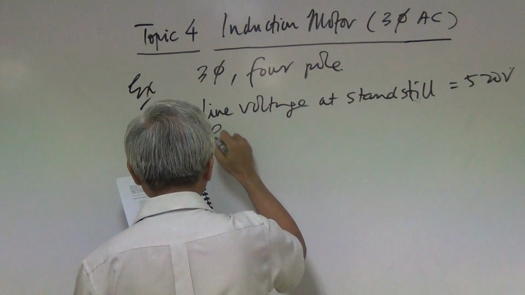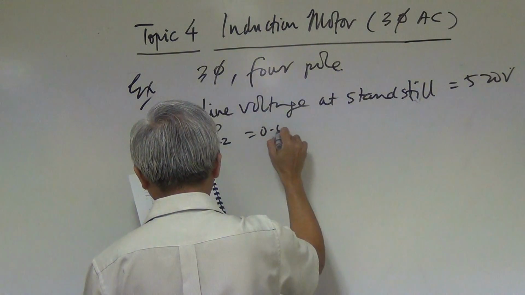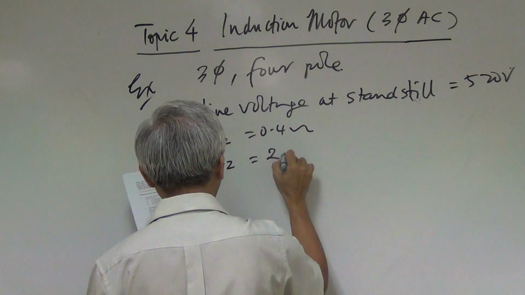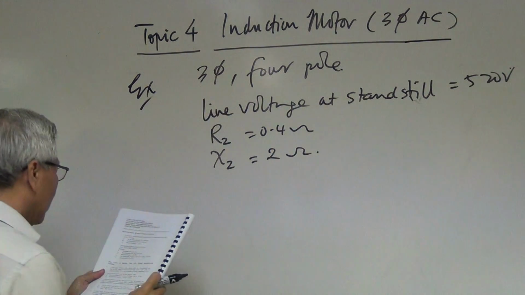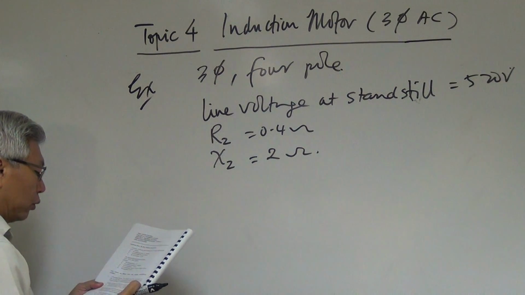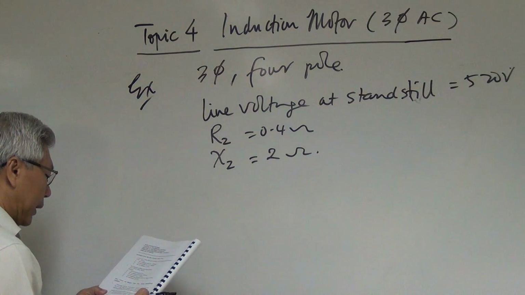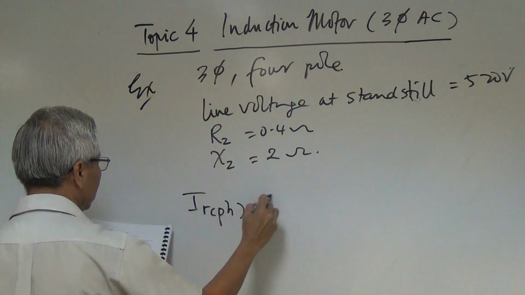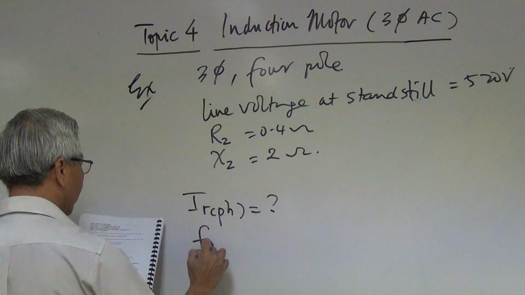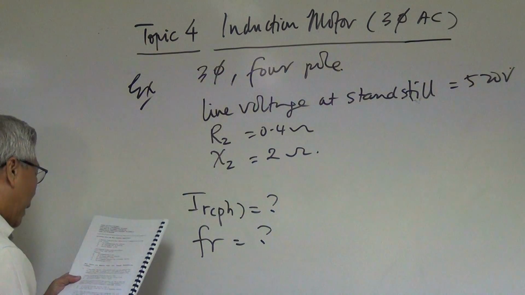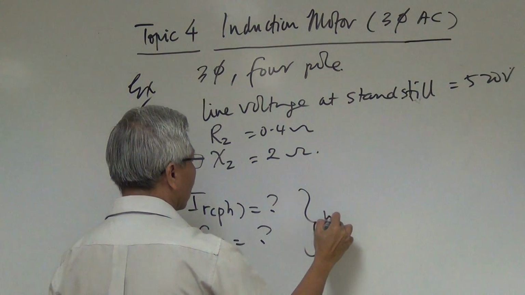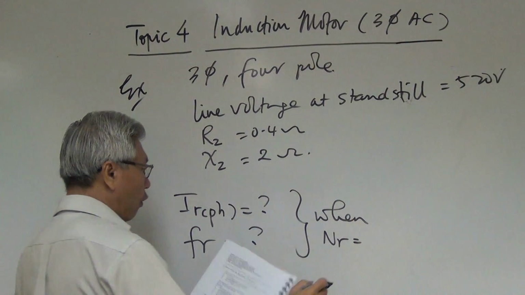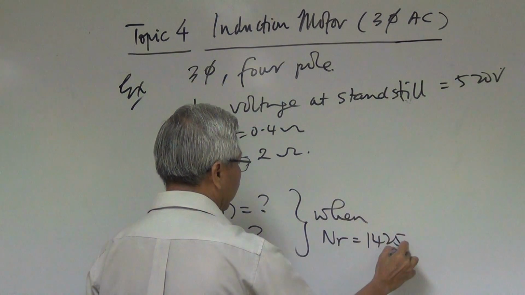The rotor resistance per phase is 0.4 ohm at standstill and the reactance per phase at standstill is 2 ohms. Calculate the rotor current and the rotor frequency when the motor is running. So you are asked to find the rotor current and the rotor frequency when the rotor is running at 1425 RPM.